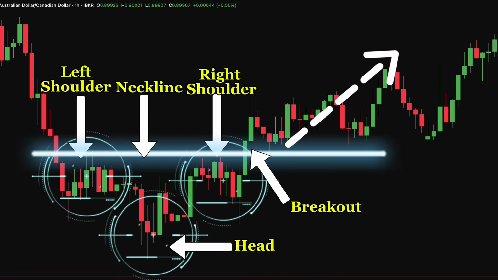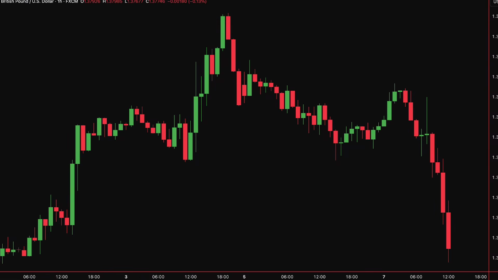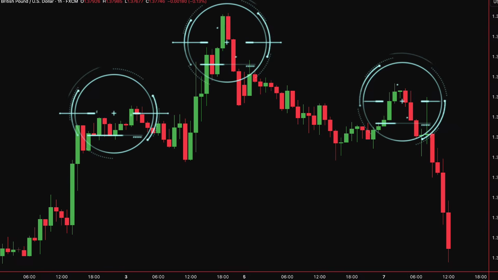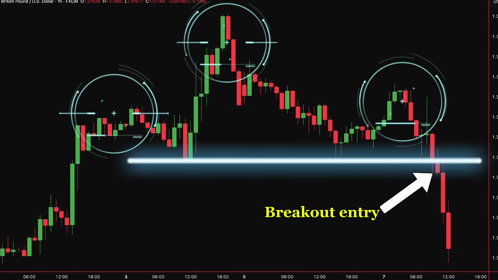Now that you understand the structure of the head and shoulders and its inverse, let's talk about how to actually trade them. Starting with the breakout entry, one of the most direct and widely used methods. Once the pattern forms, left shoulder, head, right shoulder, you draw the neckline by connecting the 2 swing lows beneath the shoulders. The entry trigger comes when price breaks below the neckline. This breakout confirms that the market has shifted from bullish to bearish sentiment.